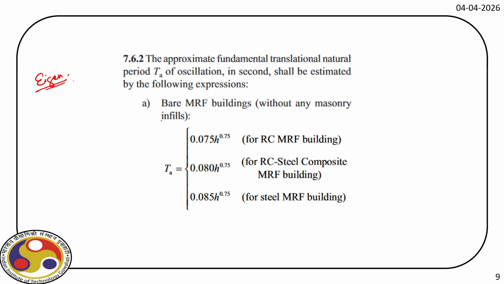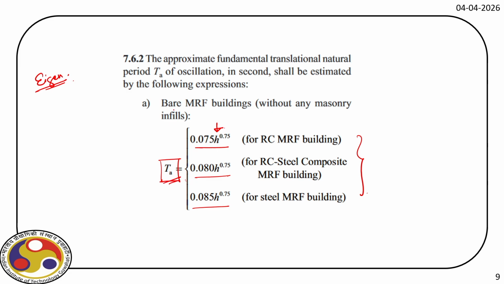Now IS 1893 provides some simple expression based on the height of the building, what should be the expected value of the time period. Again, for different categories of building, the empirical expression is different. However, we need to find out the total height of the building from the architectural design, and then based on that we can estimate Ta.